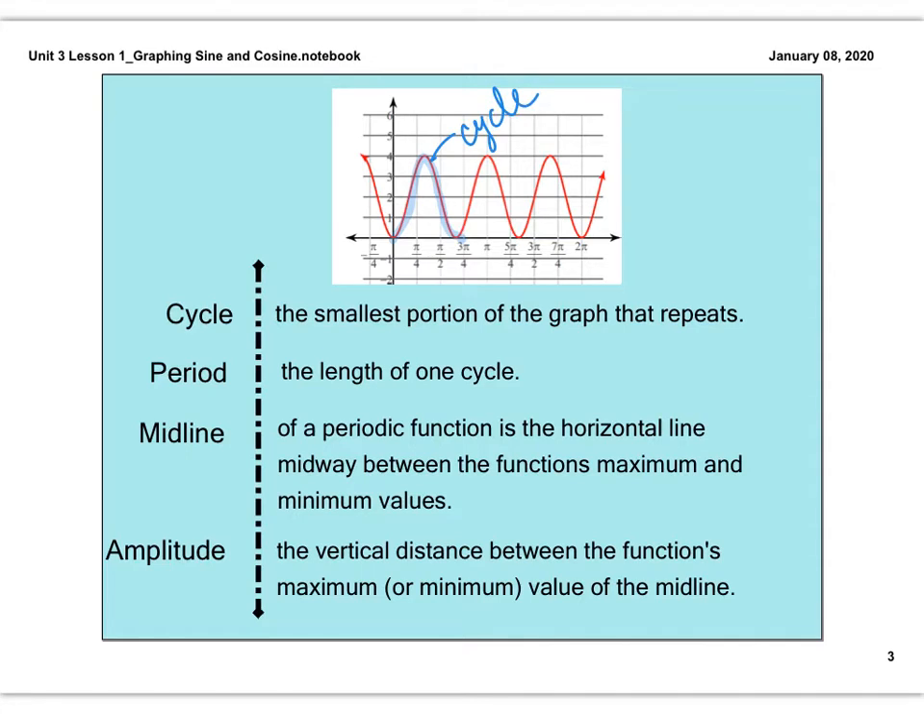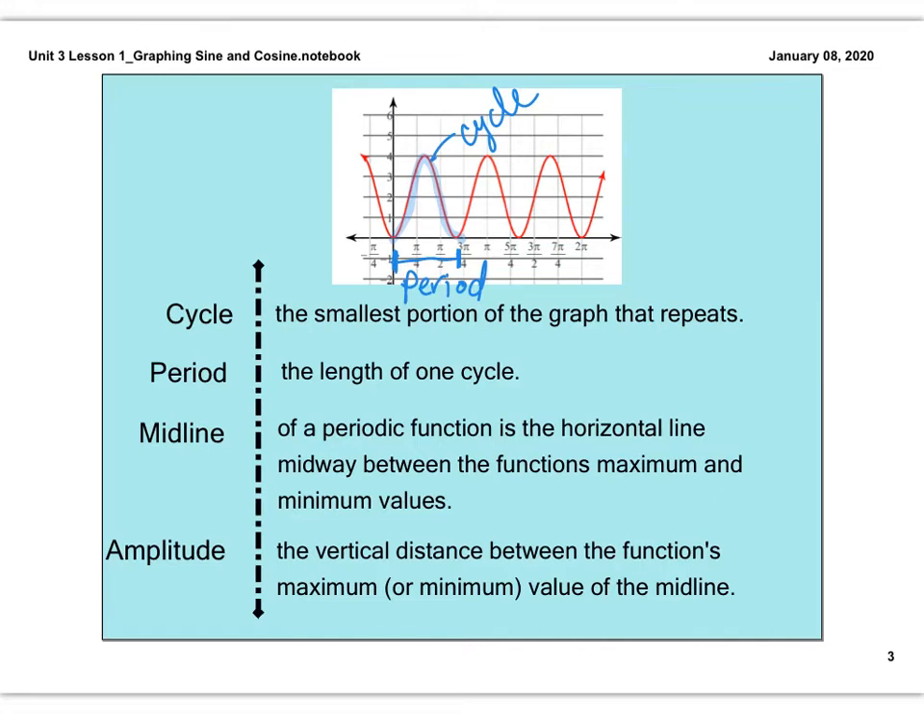Now the period is the length of one cycle. So in this case, the period starts here and goes to here. That's one period. After that, it's going to just keep repeating that hill over and over again.